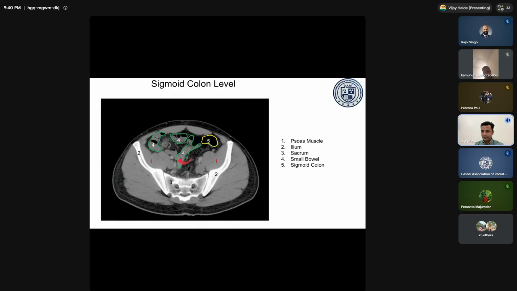Fourth number is a small bowel. So we can see the maximum area in the abdopelvic region is occupied by the small bowel and the large bowel. Third one is the sacrum. So this slice is important to check the rotation at the pelvic level.